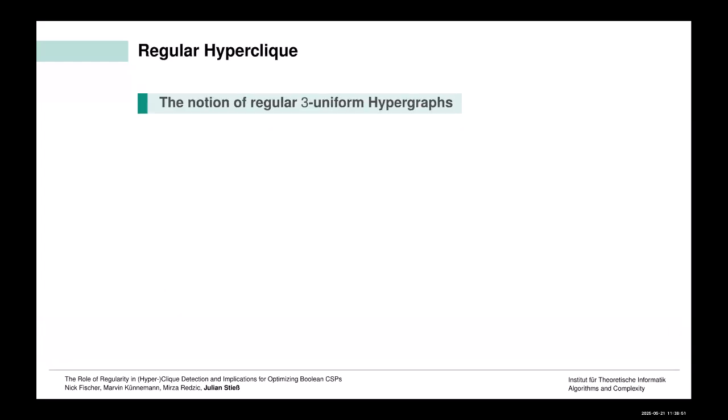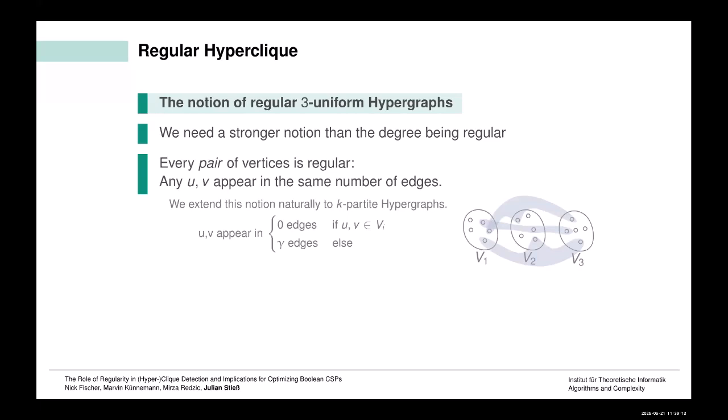Our notion of regular 3-uniform hypergraphs is no longer concerned with the degree of a single vertex. We want a slightly stronger notion, which is also mostly motivated by application, which I'm not sure we're going to get to, but bear with me for that one. We instead want every pair of vertices to be somewhat regular. That means any pair of vertices, U and V, appear in the same number of edges. And for all cases, we will also shift the setting a bit.